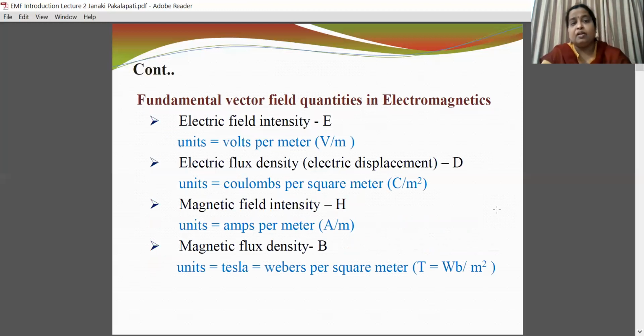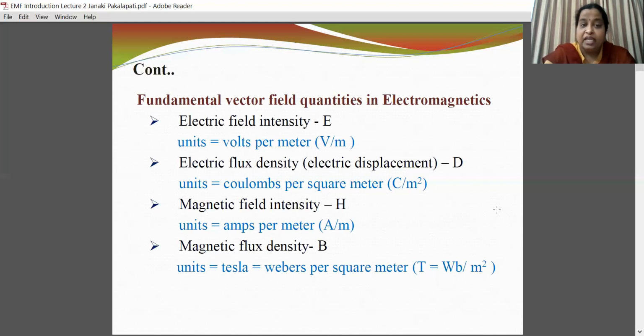Coming to the fundamental concepts of the various fields which we are going to discuss in electromagnetics, we are going to deal with electric field intensity, which comes under electrostatics and is represented by E. It has some direction, so it is a vector quantity. It is usually represented with E bar, but here, for simplicity, I represent only the scalar quantity, so it is taken as E. The units of electric field intensity E are volt per meter.